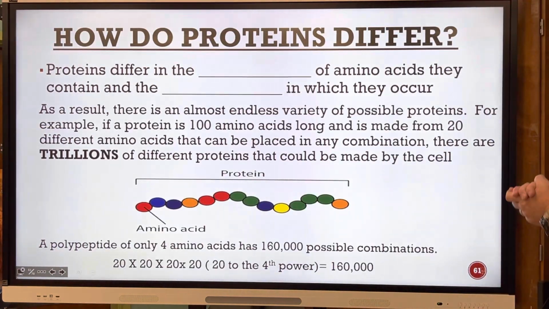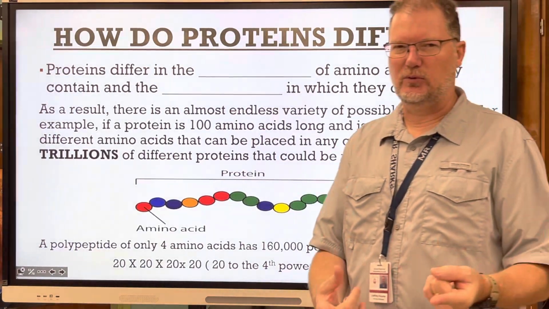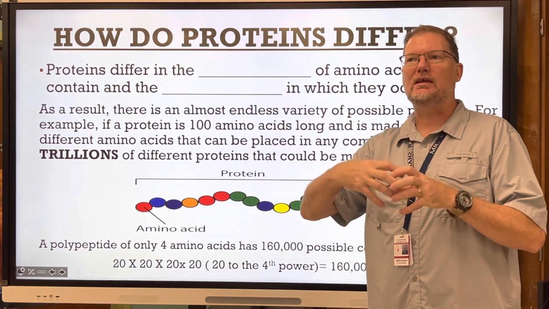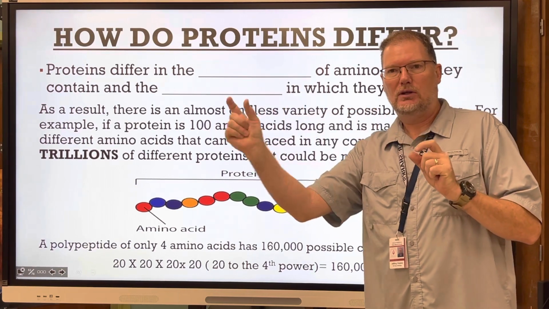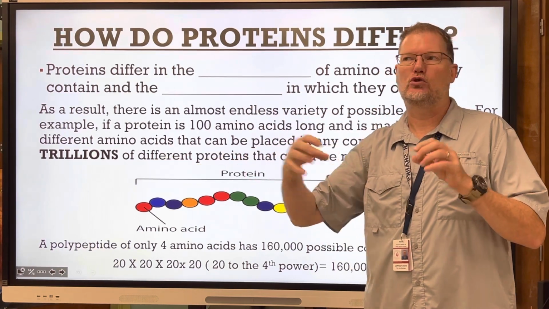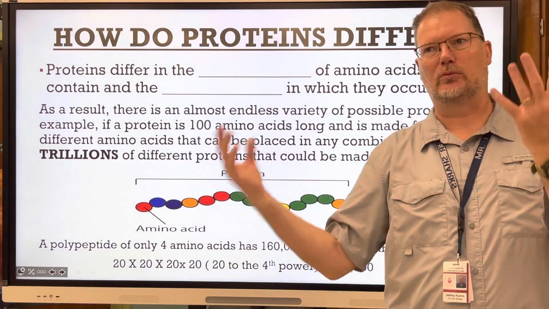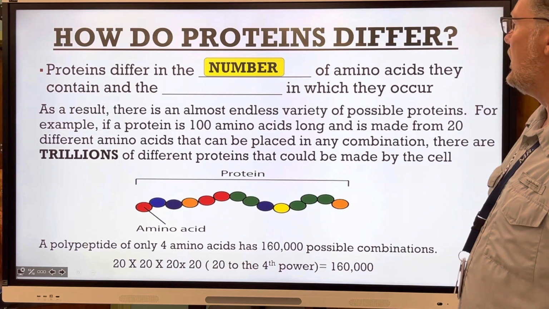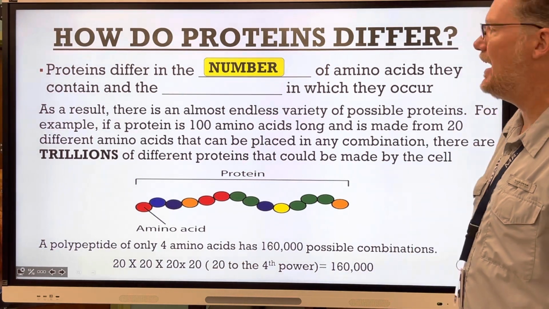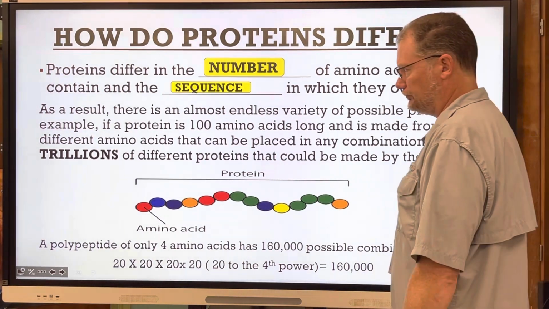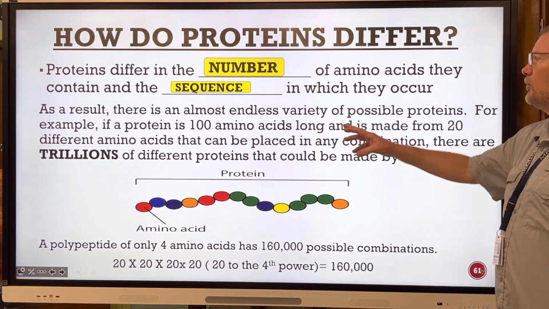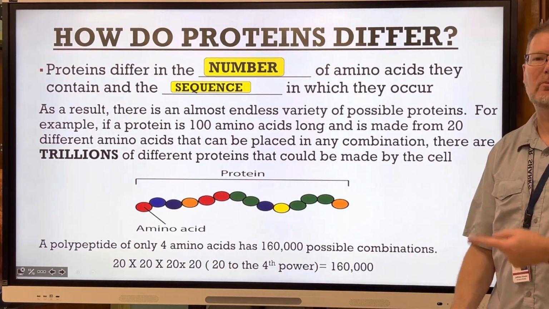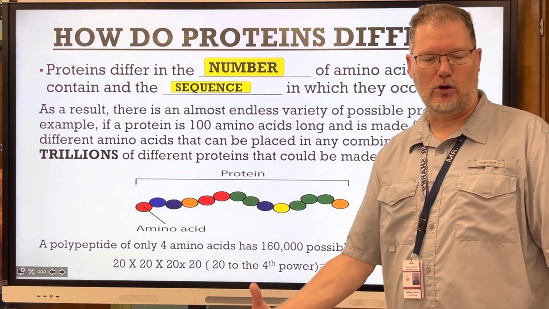So how do proteins differ? We kind of discussed this in the last set of notes. We know that proteins differ because they're made up of different amino acids that make each one unique. And you could link those amino acids in many different ways. So proteins differ in the number of amino acids they contain and the types or sequence in which they occur. As a result, there is almost an endless possibility of recombination for different proteins.